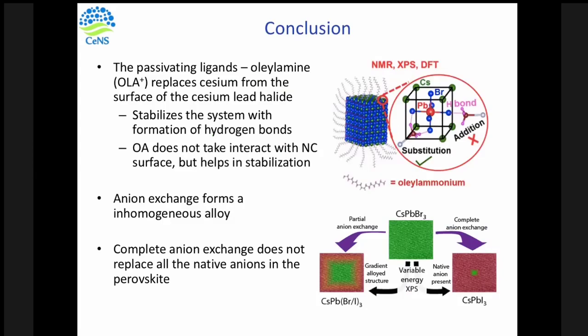So in conclusion, in the first part, we have seen that the passivating ligand, the oleylammonium ion, replaces the cesium from the surface of the cesium lead halide system, and thus stabilizes the system with the formation of hydrogen bonds. Oleic acid does not interact with the nanocrystal, but it helps somehow in the stabilization. And anion exchange forms an inhomogeneous alloy; complete anion exchange does not replace all the native ions in the core.